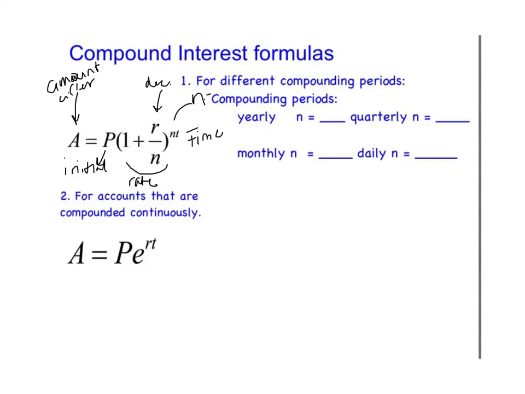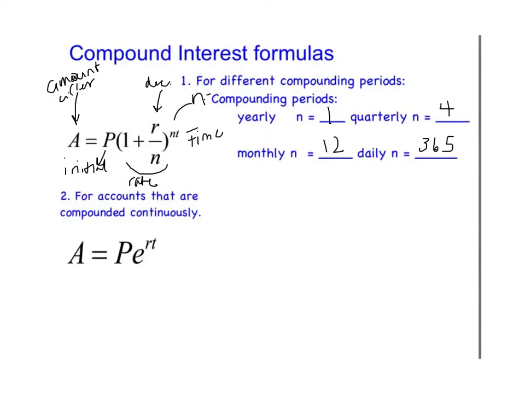So yearly, that N would be once, quarterly would be 4 times a year, monthly is 12, and daily is 365. So that would be if you have different compounding periods, that you get interest that is compounded once a year, 4 times a year, 12 times a year, 365 times a year.